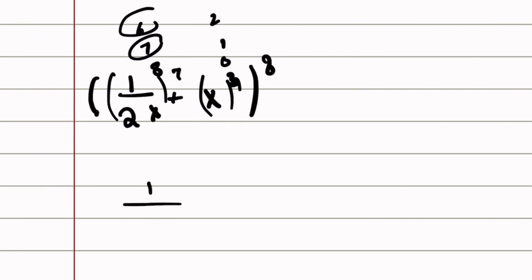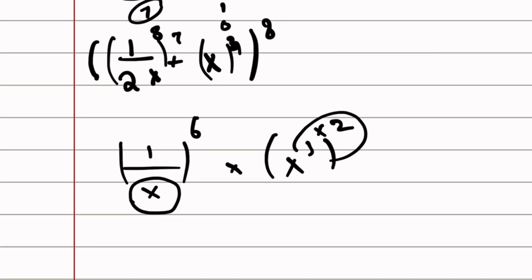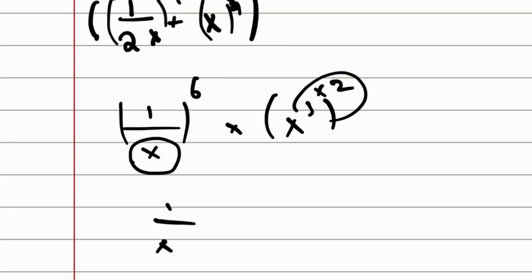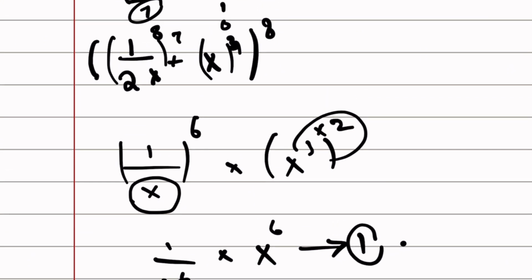You're going to have 1 over something like this, right? The x is at the bottom, and the whole thing is raised to the power of 6. And you're multiplying this by x to the power of 3, and the whole thing is raised to the power of 2. So this is going to be raised to the power of 6, and this is going to be multiplying to give me also x to the power of 6, which is going to cancel because 1 over x to the power of 6 times x to the power of 6 is just 1. So this is going to be the term independent of x, and this term is the term where the powers are 6 and 2 respectively for the first and second terms.